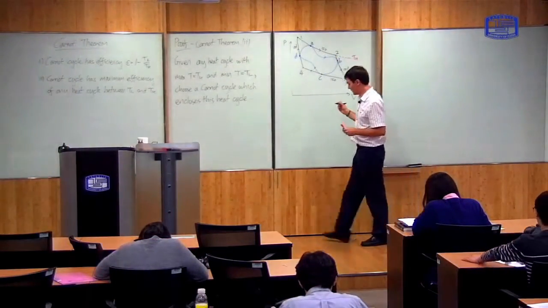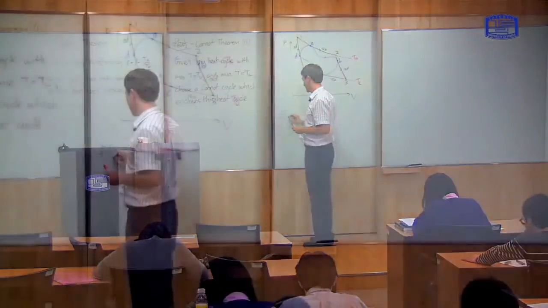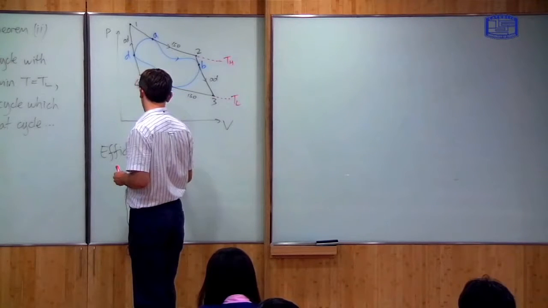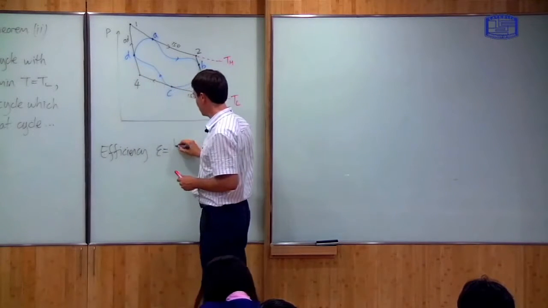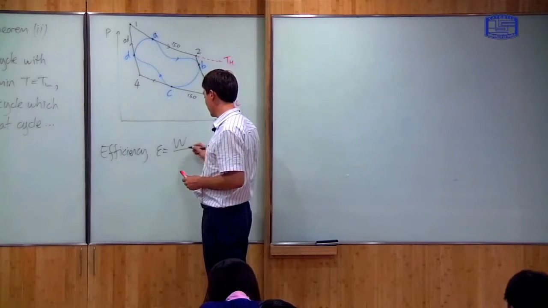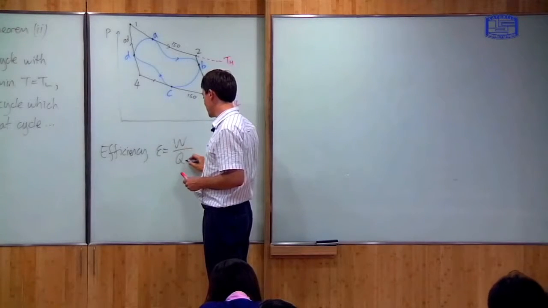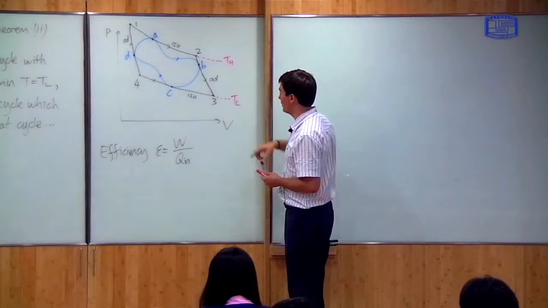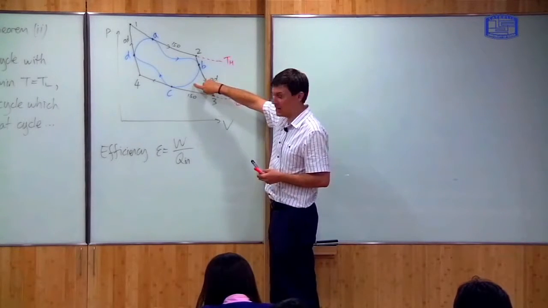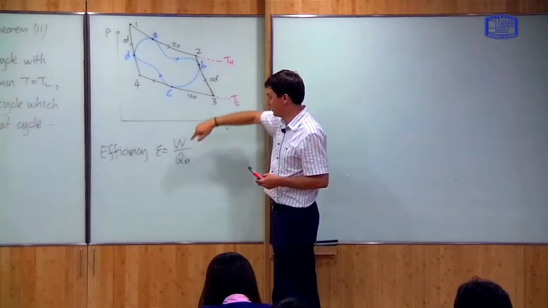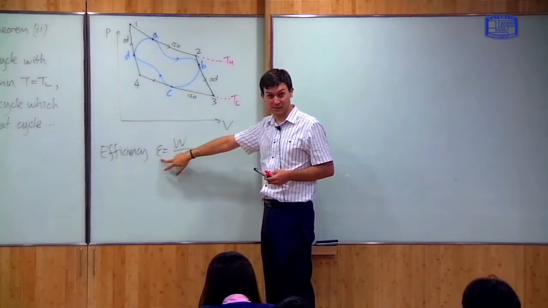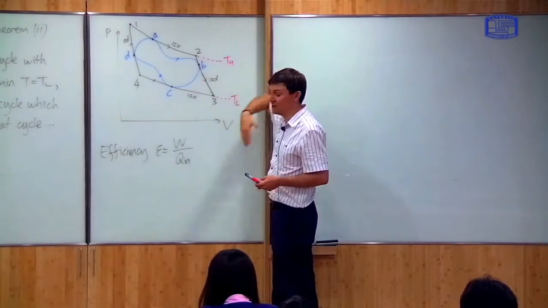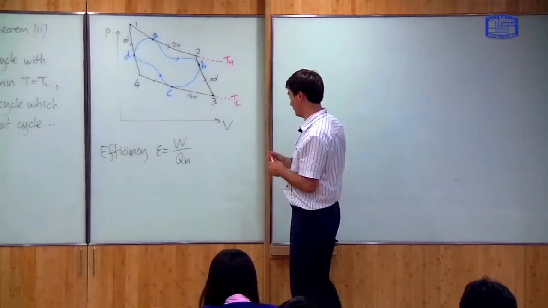Now remember, the efficiency is defined as the net work done divided by the heat that you have to put into the system. So I want to show that by replacing the blue line by the black line, the efficiency is bigger. So by replacing this heat cycle with the Carnot cycle, we increase the efficiency.